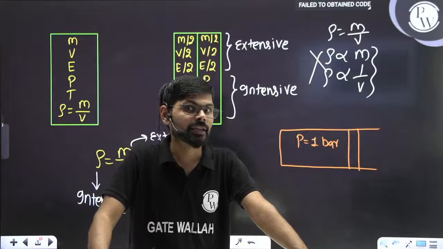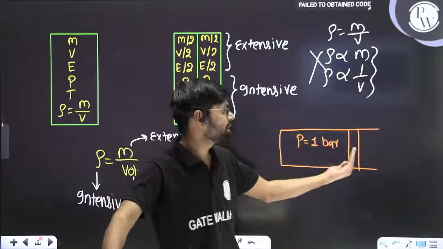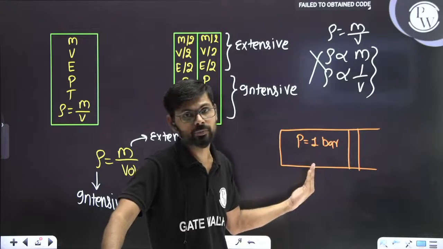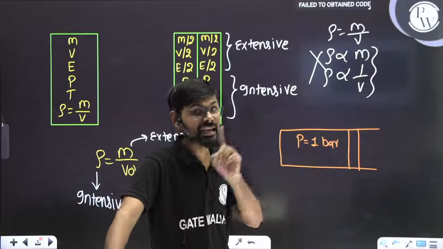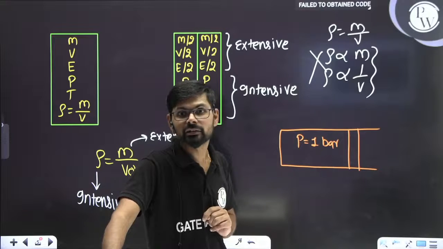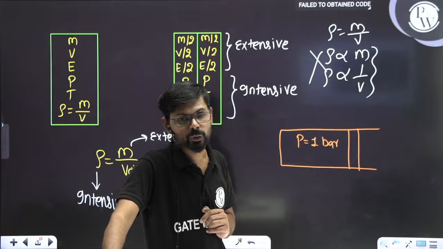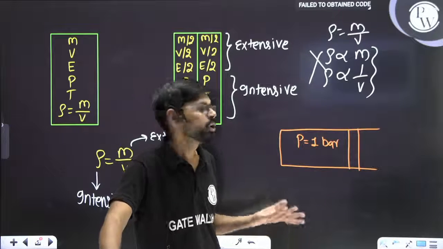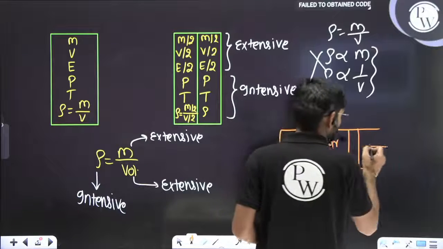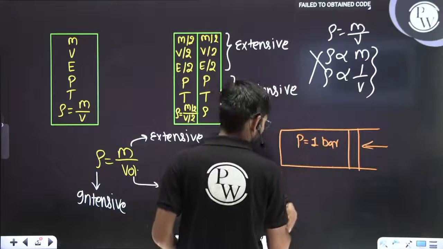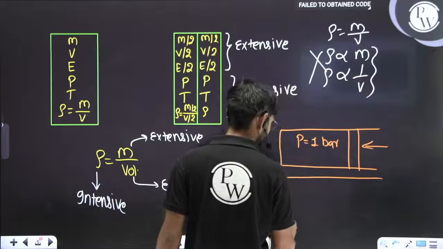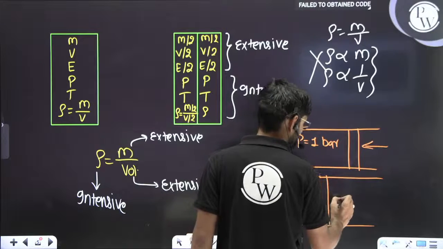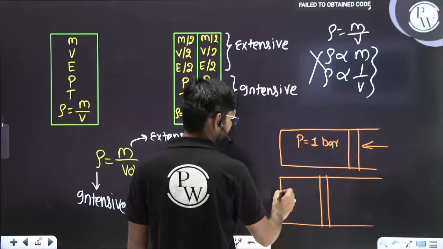It means that if we change the size of the system, then the property will not change. If it is an intensive property, then the property will not change. So what I am going to do? I am going to push it, and the volume is decreased. Now what about the pressure?